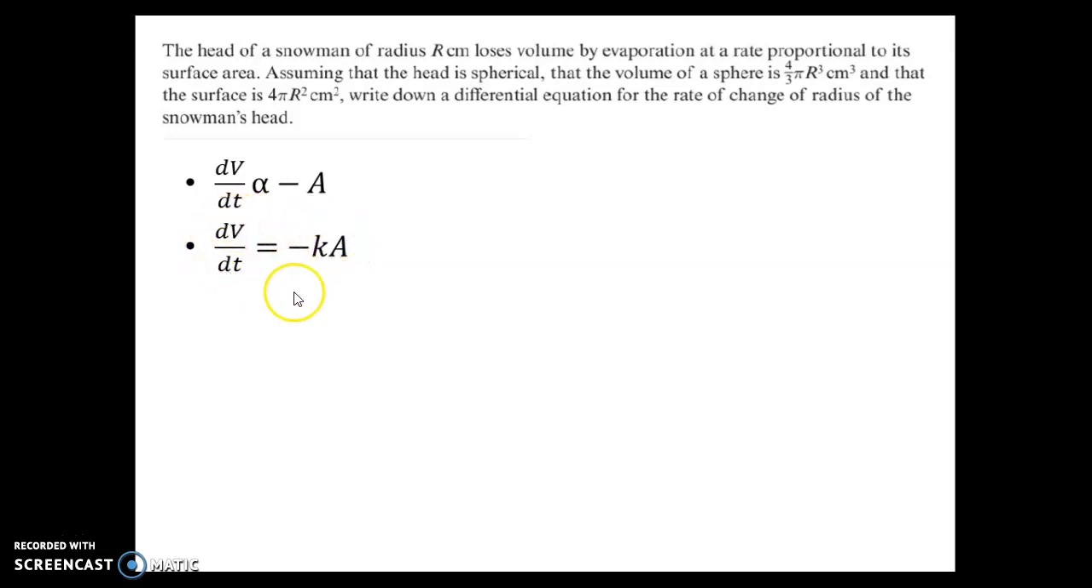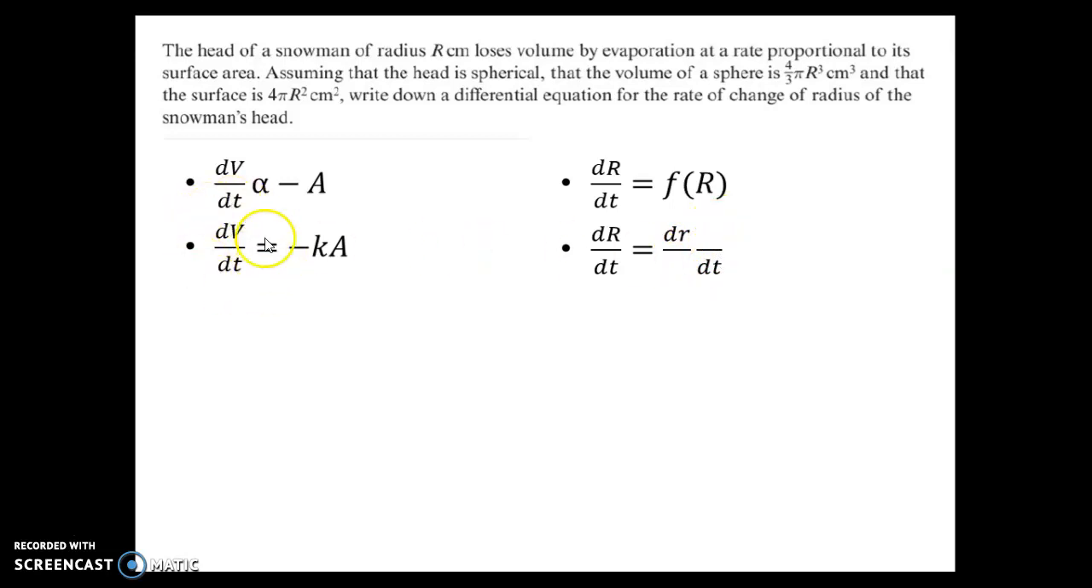So write down what you know, and then write down what you need to know. We're asked for a differential equation for the rate of change of the radius of the snowman's head. That's dr by dt, the rate of change. And if it's a differential equation, we want dr by dt as a function of r. So let's look at how we get there. Using the chain rule from differentiation, dr by dt is dr by d-something times d-something by dt. What information do we have that can help us?